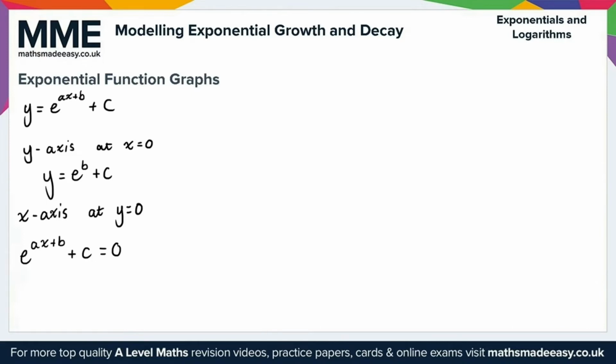In this case, we can rearrange to find the x-intercept: x equals the natural logarithm of minus c, minus b, all over a. You could just obtain this by rearranging: we'd minus the c first, then take the natural logarithm of both sides, then minus the b, and finally divide by a. That gives us our x-intercept.